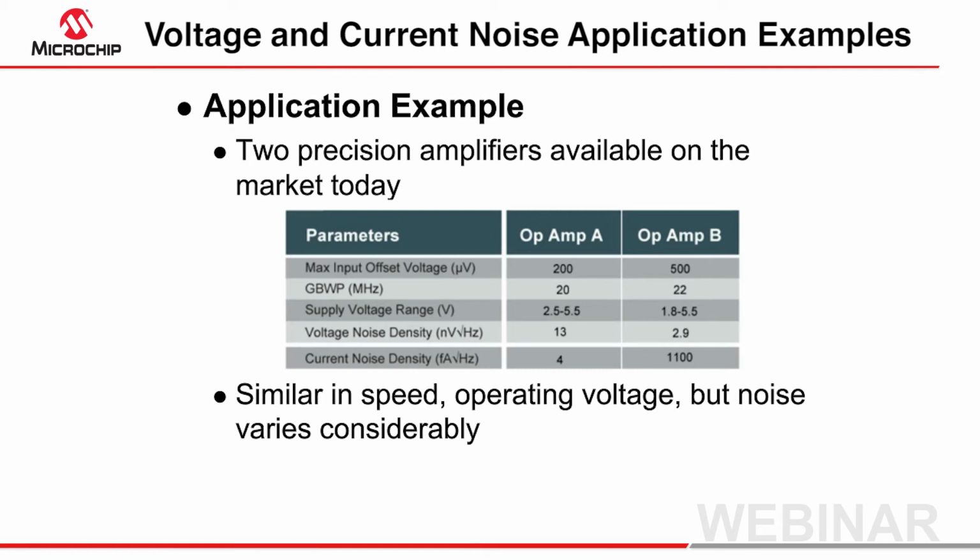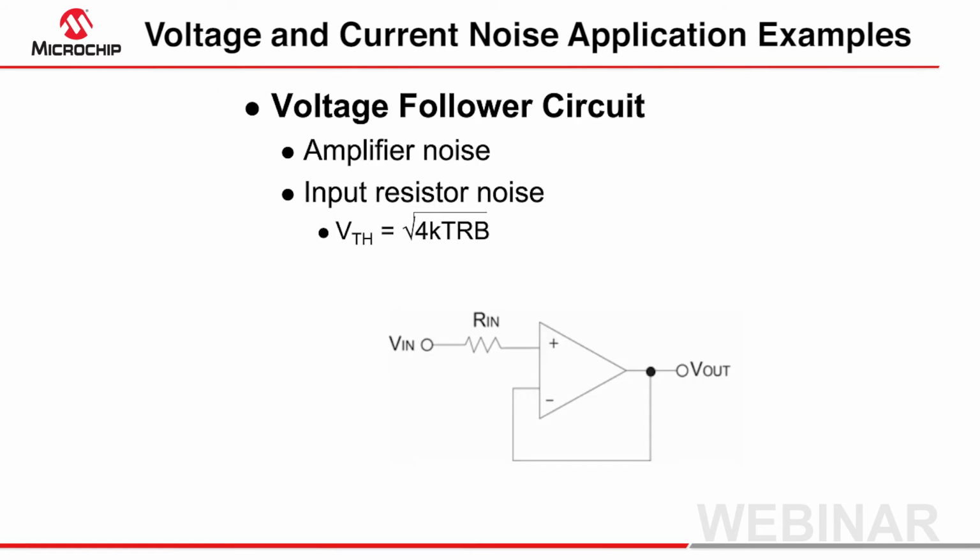Again, voltage noise is usually the first noise spec that comes to mind, hence op-amp B appears to be the better choice in terms of noise performance. But is that true for all applications? For this example, consider a simple voltage follower circuit, as shown here. For the purposes of this exercise, we will focus only on the noise associated with the amplifier and the thermal noise of the input resistance, noted here as R sub n.